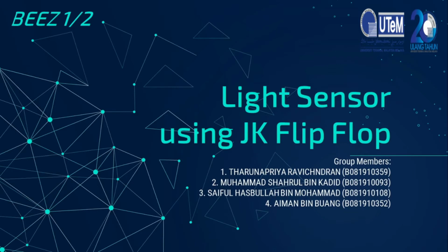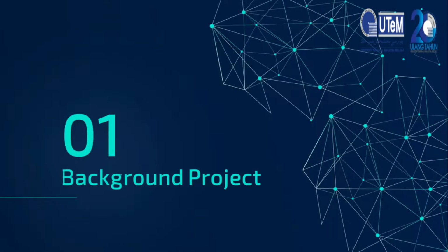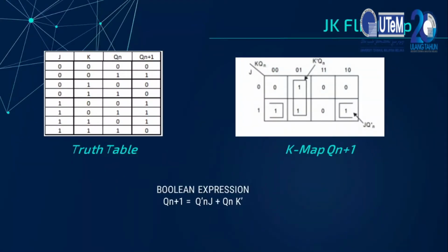Today I am going to present on the development phase of my project, which has been titled light sensor using JK flip-flop. Let me explain JK flip-flop first. JK flip-flop is very similar to SR flip-flop. It is the most used flip-flop design. JK does not really mean or relate to any special description. For this flip-flop, J is allocated as set and K is allocated as reset.